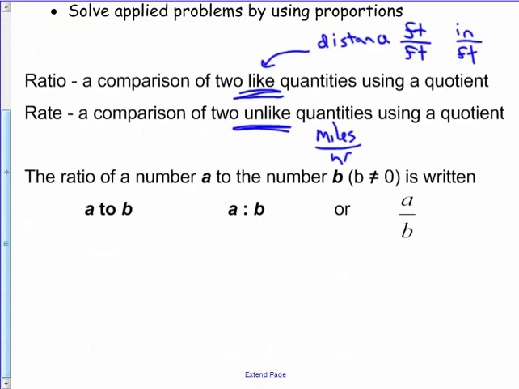So also below it says a ratio. We have three different ways to write it. Most of the time we're going to write it as a quotient, A over B like that, but you could write it the other ways as well.